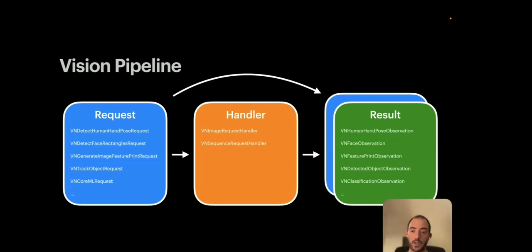The results are named analogously to the requests. So you have human hand pose request, you have human hand pose observation. For your Coreml request, the observation is going to depend on what kind of model you have. So we're not going to have a classification observation. I believe it's a VN pixel buffer observation, because we're creating an image from an image. Okay, with this in mind, let's go over how to do this in code.